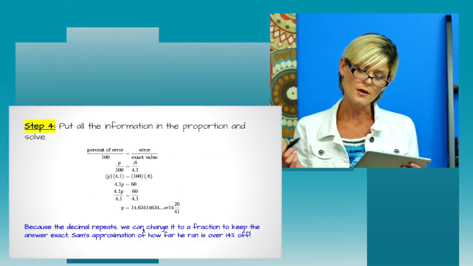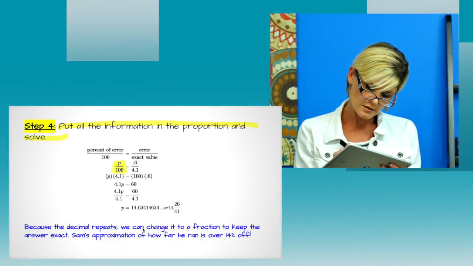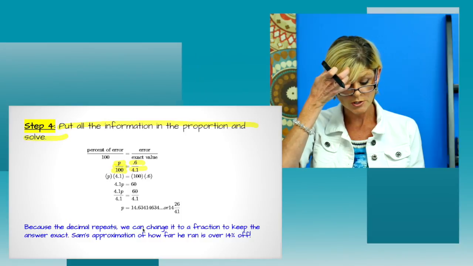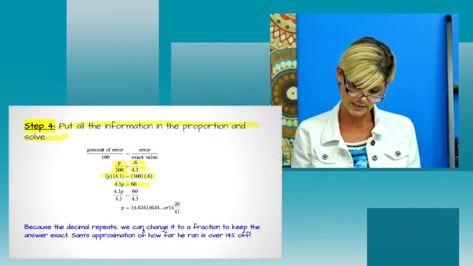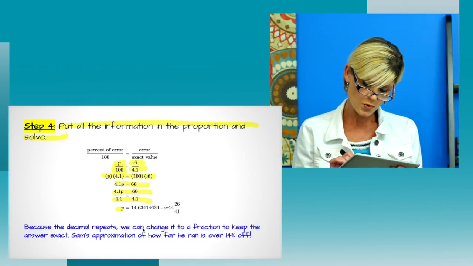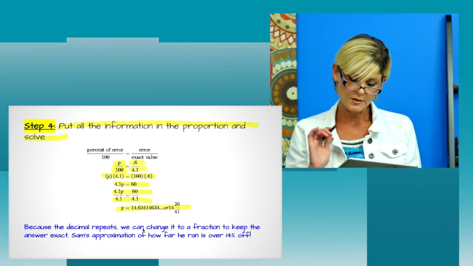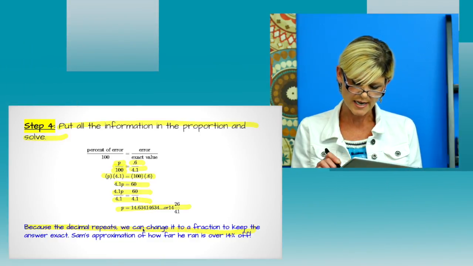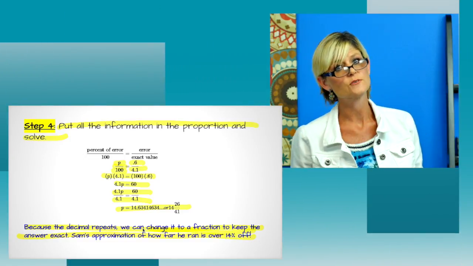All right, step four, put all the information into the proportion and solve. So we have P over 100, or the percent of error, equals the error, 0.6, over the exact value, which is 4.1. Cross multiply, and we get 4.1P equals 60. We divide both sides by 4.1, and we get P equals 14.6341464, or we will call this 14 and 26/41. Now, because the decimal repeats, we can change it to a fraction to keep the answer exact. But Sam's approximation of how far he ran is over 14% off.